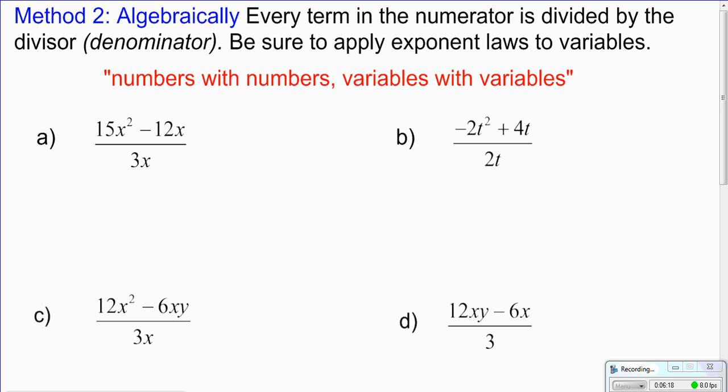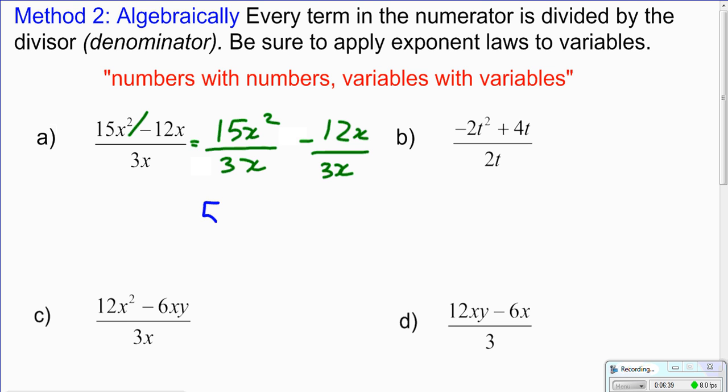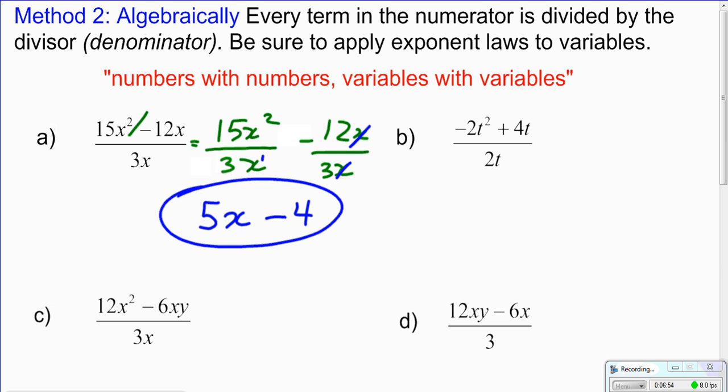Each term in the numerator is divided. So I'm going to think of splitting this into terms again. I'm going to split it into two separate fractions, because each term is being divided. Now we're thinking numbers with numbers, variables with variables. So 15 divided by 3 gives us 5. X squared divided by x, well, x to the power of 2 take away x to the power of 1 gives us x to the power of 1. Negative 12 divided by 3 is negative 4. X divided by x cancels out. So we're left with 5x minus 4.